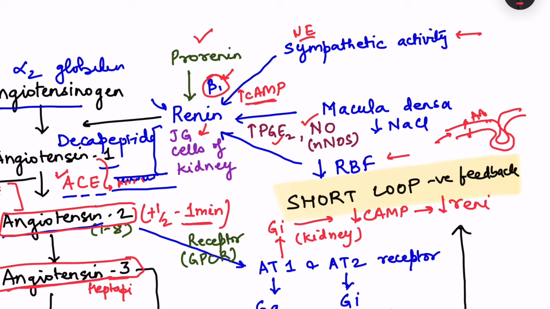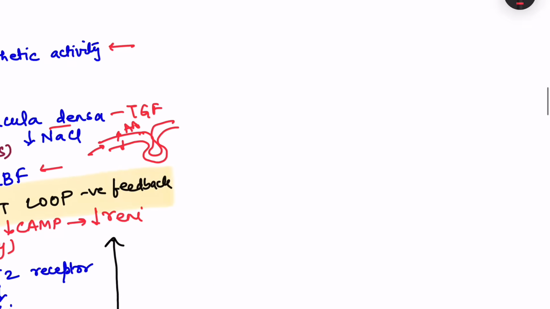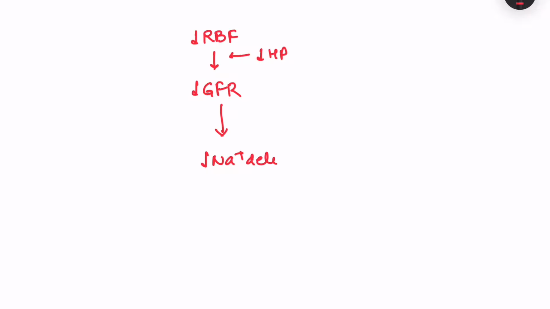Then third mechanism is macula densa, that is the tubuloglomerular feedback. Okay, how this is acting, let us see. In tubuloglomerular feedback, what happens is that when there is decrease in the renal blood flow, this causes decrease in the glomerular filtration rate, because decreased renal blood flow leads to decrease in the hydrostatic pressure in the glomerular capillaries. So this decreases the GFR. This decreased GFR ultimately leads to decreased sodium delivery to the macula densa cells.